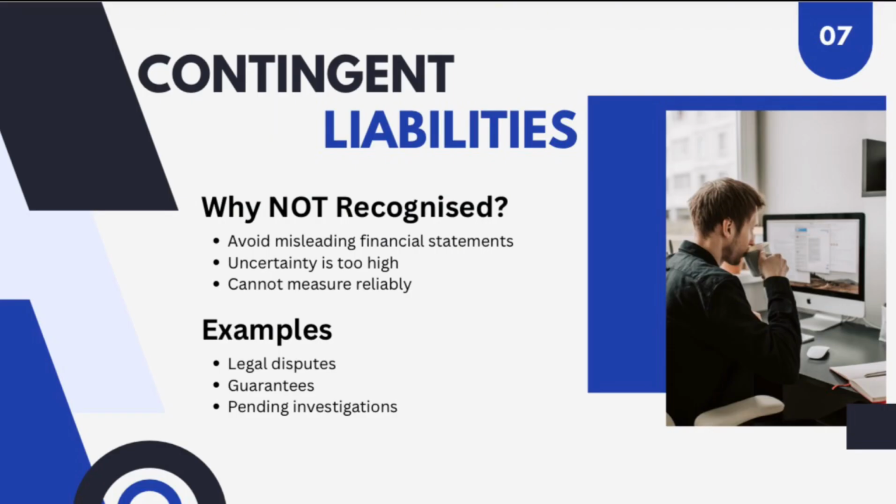Why not recognize them? Contingent liabilities are not recorded to avoid misleading financial statements. If uncertain obligations are recorded, it may overstate liability and reduce reliability. Also, in many cases, the amount cannot be measured reliably, which violates the recognition criteria under MFRS 137. A common example is a legal dispute. If the company is sued and the outcome is uncertain, it will disclose it as a contingent liability instead of recognizing it. Another example is when a company guarantees the debt of another party. If the other party fails to pay, the company may need to settle the debt.